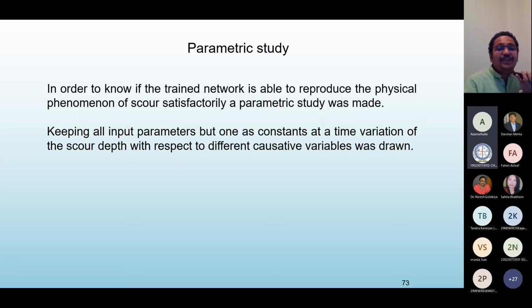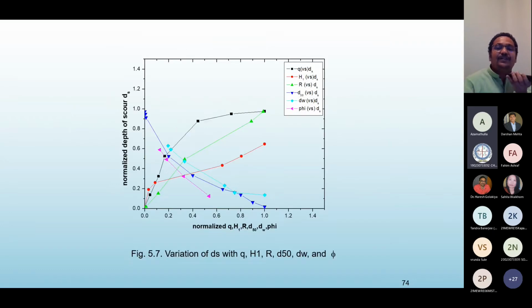Next, please. Here you can see, keeping one parameter constant and changing another, how the results vary. We are all aware that if the head is more, more scour takes place. See here, scour is increasing, scour depth, normalized scour depth. Then discharge intensity is the same: if intensity is more, scour depth is also more.